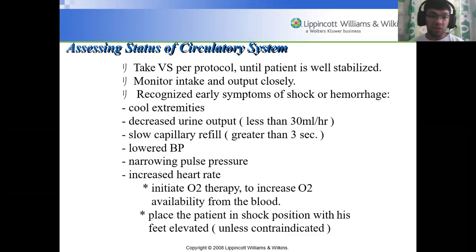If that is observed by us nurses, we need to initiate oxygen therapy in order to increase oxygen availability from the blood and place the patient in shock position with the feet elevated unless it is contraindicated. Usually they are placed in Trendelenburg position to increase the oxygen in the brain of the patient via the force of gravity.